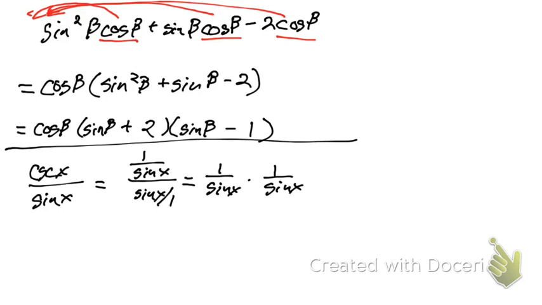Other questions? Wait, G says it's 1 plus cosine squared x. Mm-hmm. That's the same thing as cosecant squared x. Oh. Well, it's one of your Pythagorean identities that says cosecant squared x equals 1 plus cotangent squared x. Would it be wrong to do after that cosine squared x?